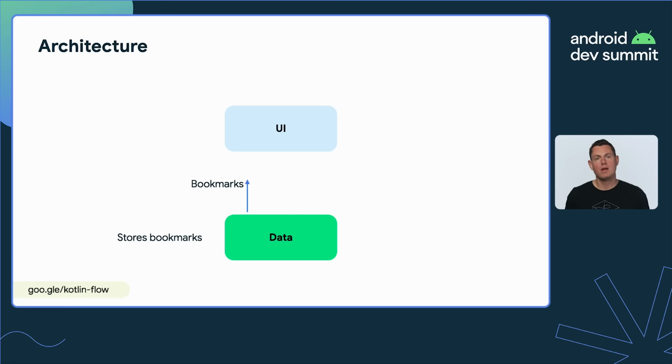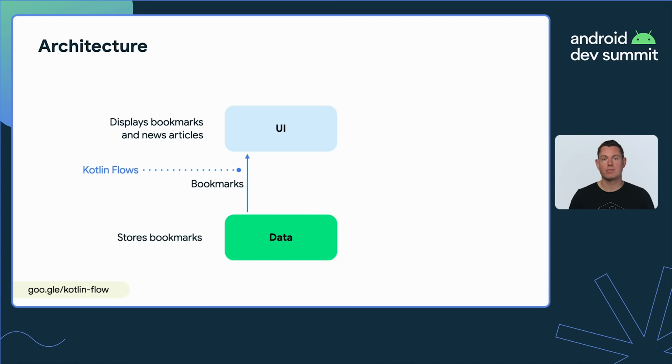The data layer should store user bookmarks and expose them to the UI layer by publishing a stream. We can do this using Kotlin flows. The UI layer then displays this information and updates it whenever it changes. The UI should also provide a way for the user to add and remove bookmarks, and these user events are passed back to the data layer so the data can be updated.